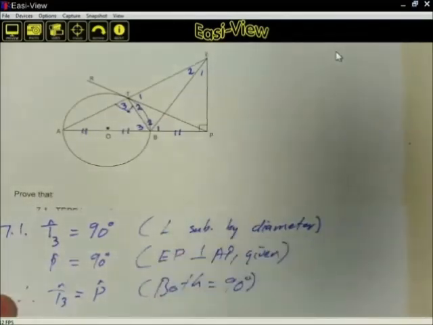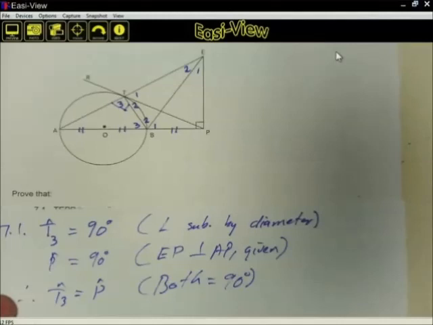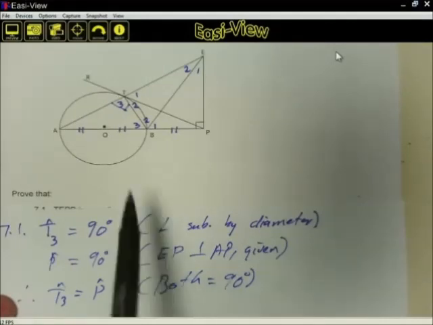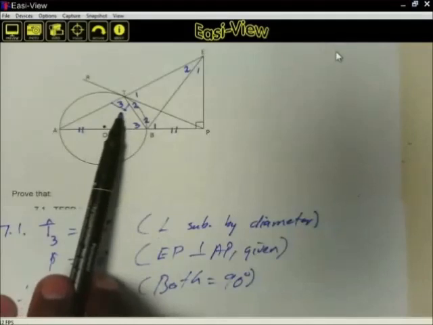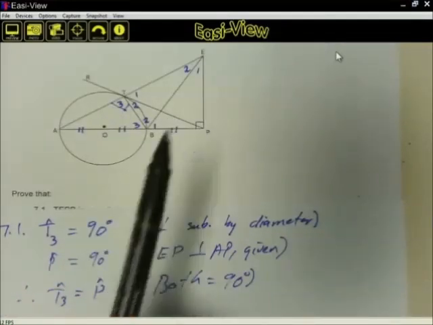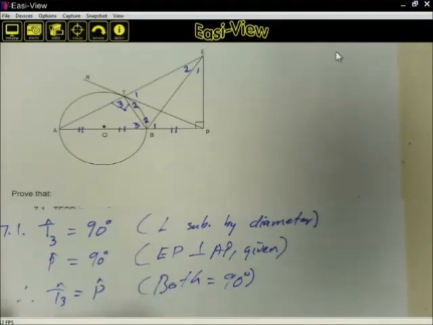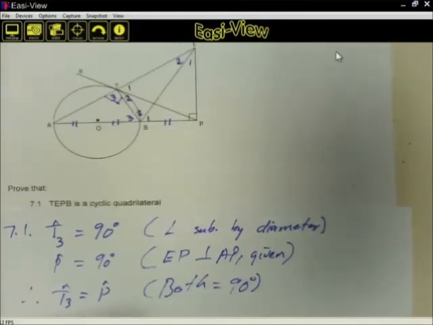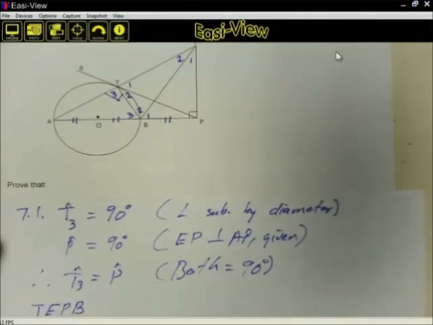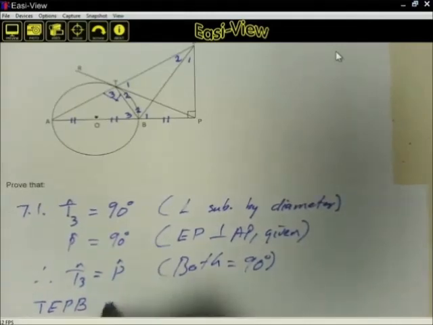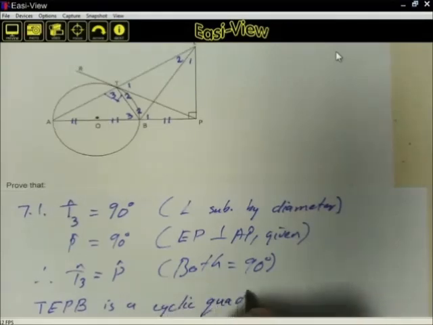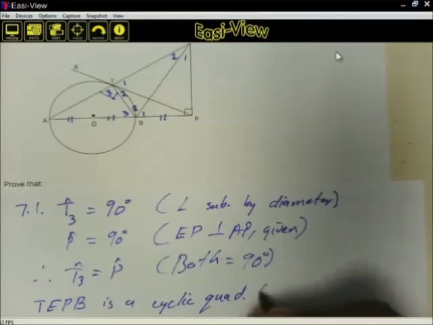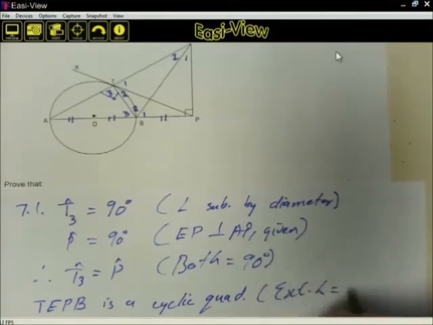It's 90. You look at P. What is the relationship between T3 and angle P? You can see that with respect to TEPB, T3 becomes an exterior angle. Angle P becomes the interior opposite angle. Therefore, we conclude, remember the question, TEPB is a cyclic quad. Why do we say TEPB is a cyclic quad? Because the exterior angle is equals to the interior opposite angle.